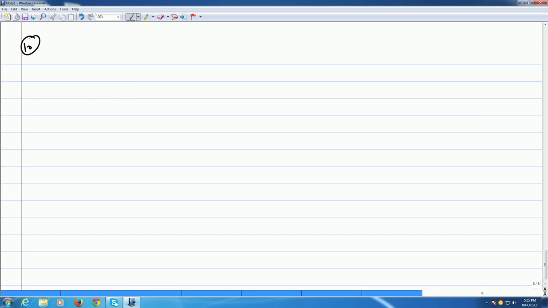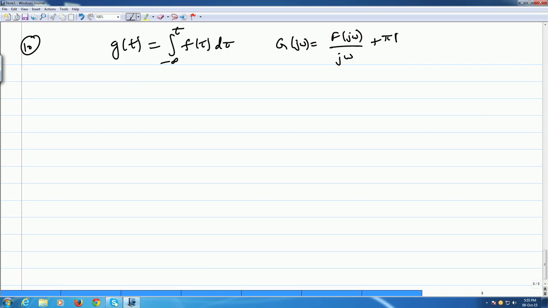So, the 10th one gives you the relationship, I believe it says, g of t as integral minus infinity to t f of tau d tau. So, from a previous problem we know that you have this relationship g of j omega is f of j omega divided by j omega plus pi f of 0 delta of omega, okay. This we know to be true, okay. So, now you are asked to evaluate g of j omega at omega equal to 1.